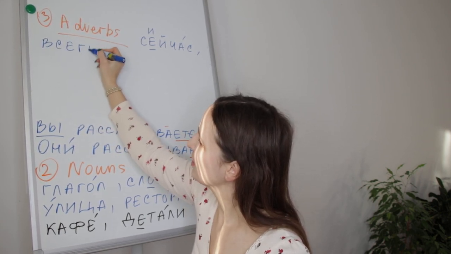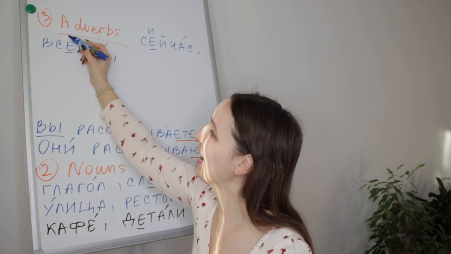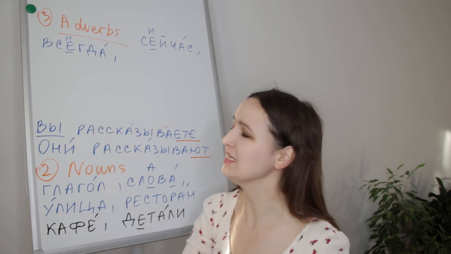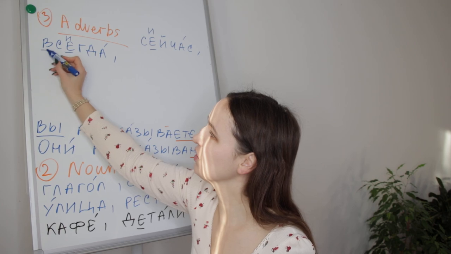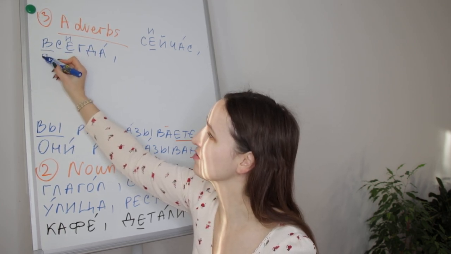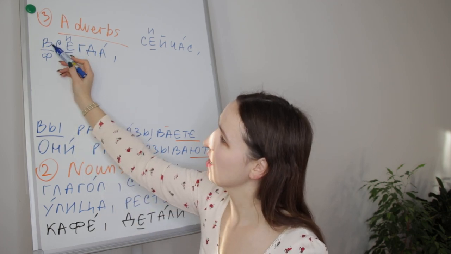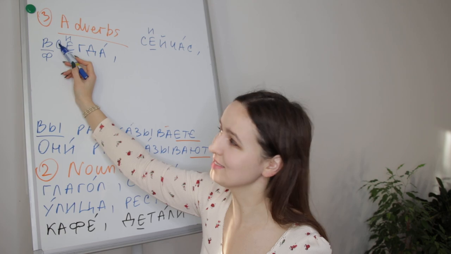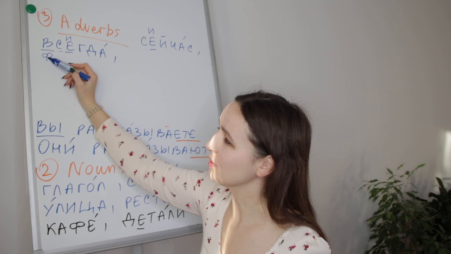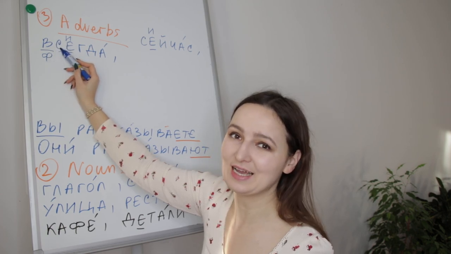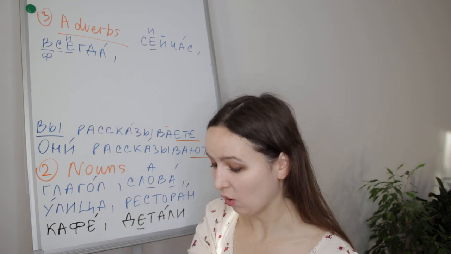Всегда. Всегда is always. Е not stressed. Pronounce it as И. Always. Всегда. Here you can hear that this В I pronounce as Ф. Because voiced consonant near unvoiced, and С is unvoiced here, will become unvoiced too. So В will become Ф because it is located near С. Всегда is always.